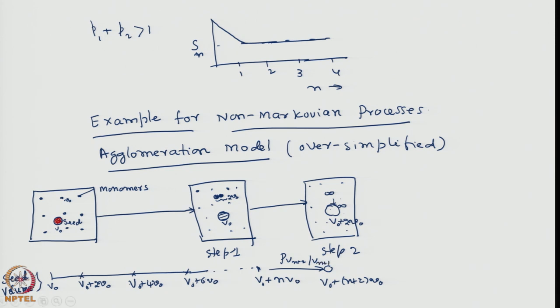So, what is the transition probability? Is it a function only of the state or does it depend on the path? This is the key thing that will decide whether it is a Markovian or a non-Markovian process. To understand it better, let us draw the whole process of whatever I described in the following fashion.